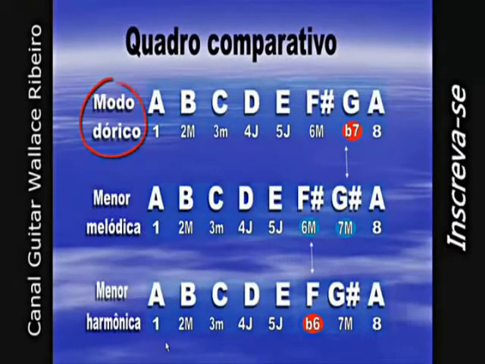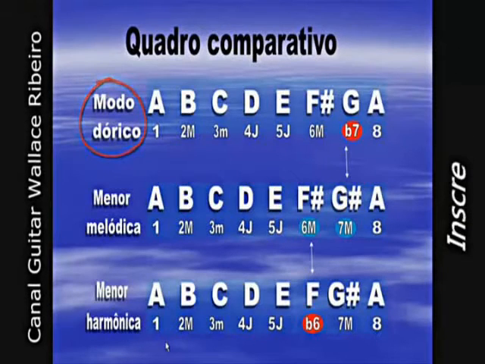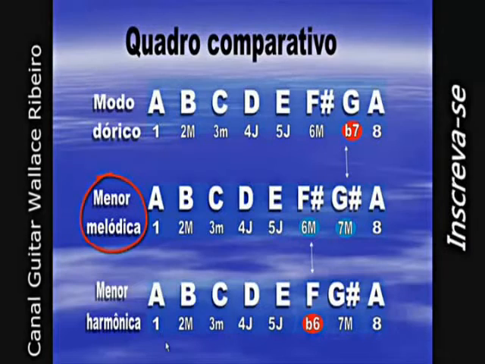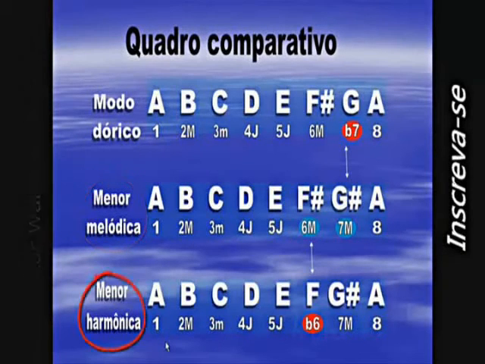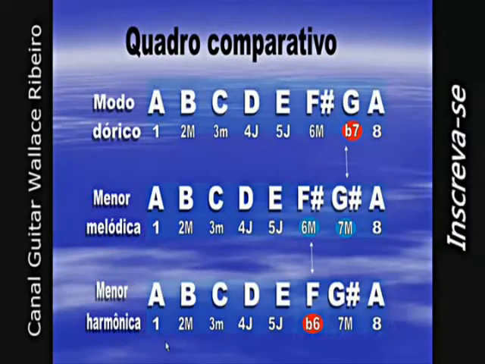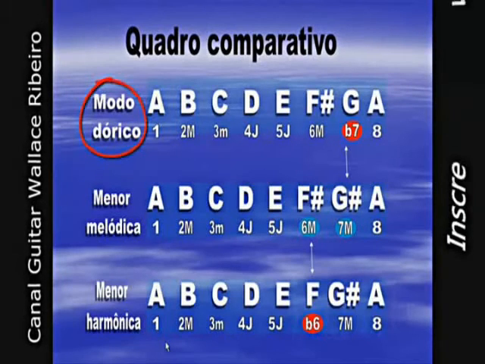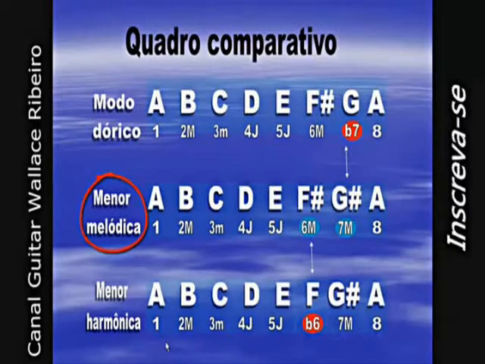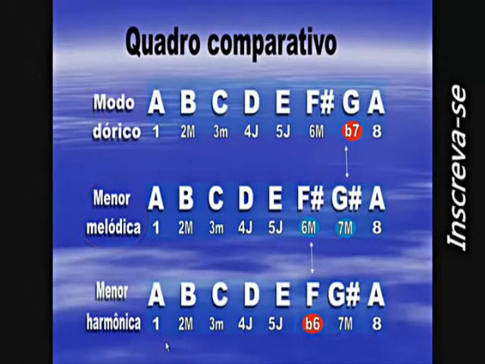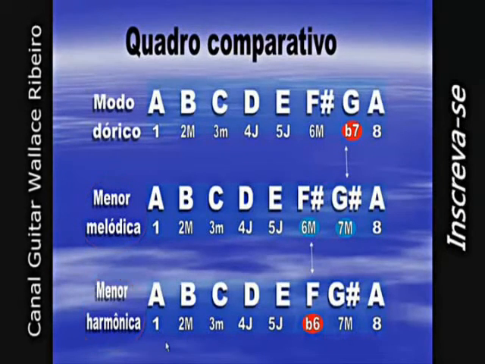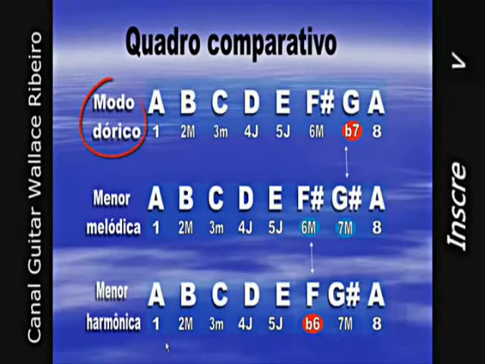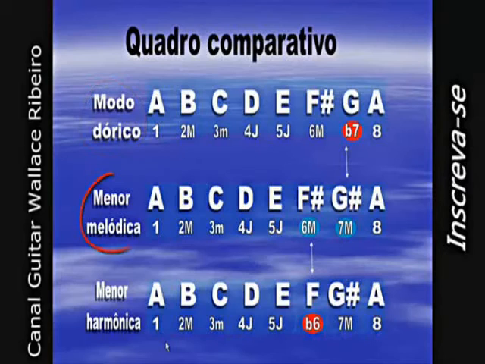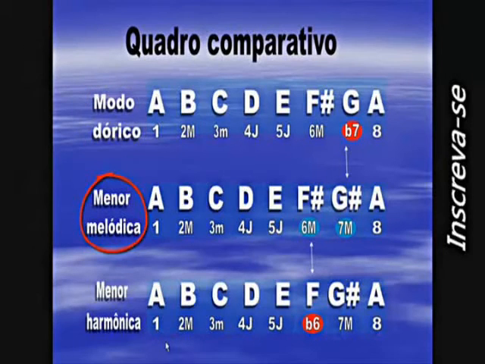Next session, let's compare the Dorian mode with melodic minor and the harmonic scale as well. You can see the difference in red. As you see, the difference between them is in the 7th degree. Dorian mode has minor 7. Melodic minor has major 7. That's why the first mode of the melodic minor scale is also called Dorian with major 7.